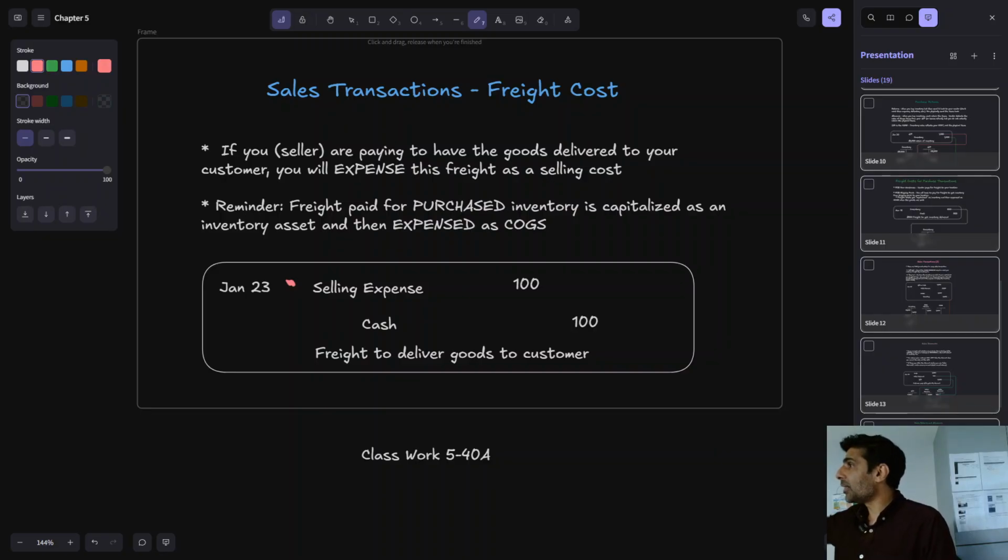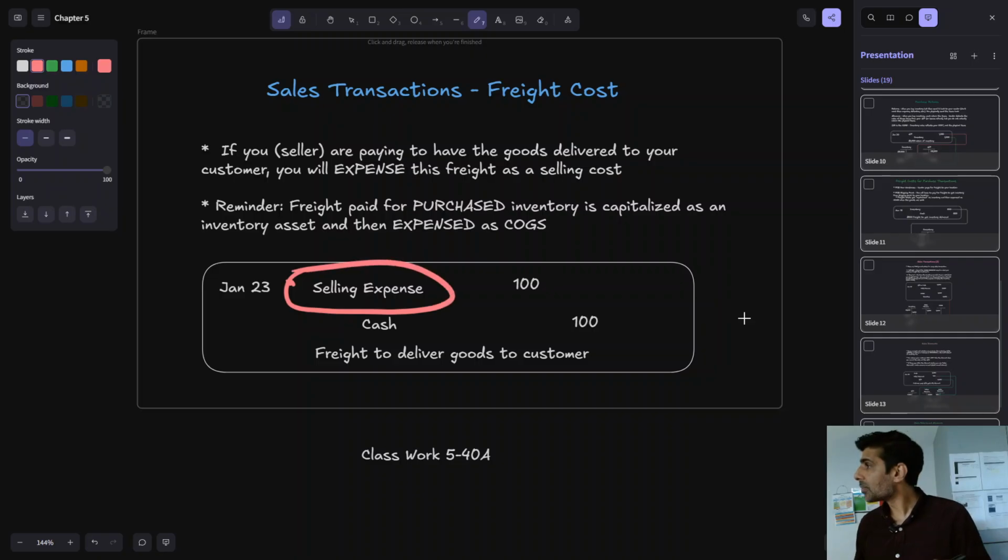When you're selling the thing and paying for freight, the revenue has happened, right? This expense is part of the sale, you can say. It's like paying a commission if you had a salesperson. So this is an immediate expense that you're going to take because it's part of the revenue. Okay, so we're going to record it as a selling expense. This is separate from cost of goods sold. It's not related to how much you paid for that inventory. It's this extra service you're providing for your customer. That's what you're expensing.